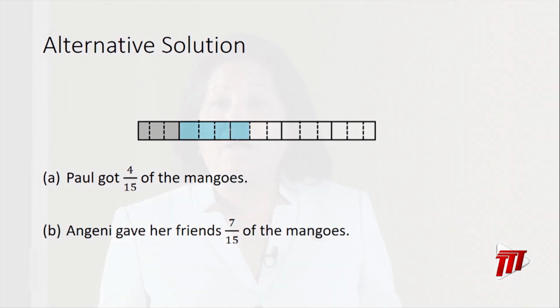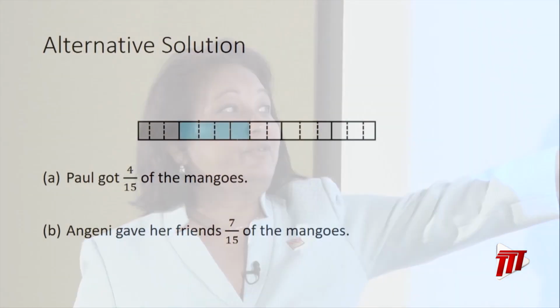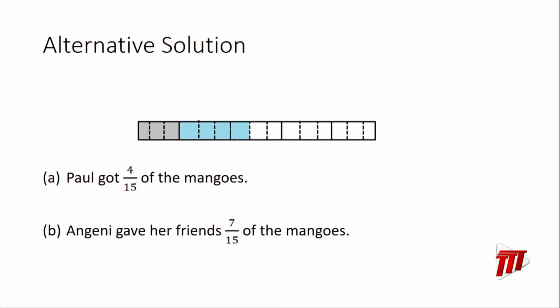Now, the second part asks what fraction of the mangoes did she give to her friends? It is right there on the bar. This was given to Jenny, this was given to Paul. All we need to do is to add up how many we have. 1, 2, 3, 4, 5, 6, 7. You have 7/15 of the mangoes were given to her friends.